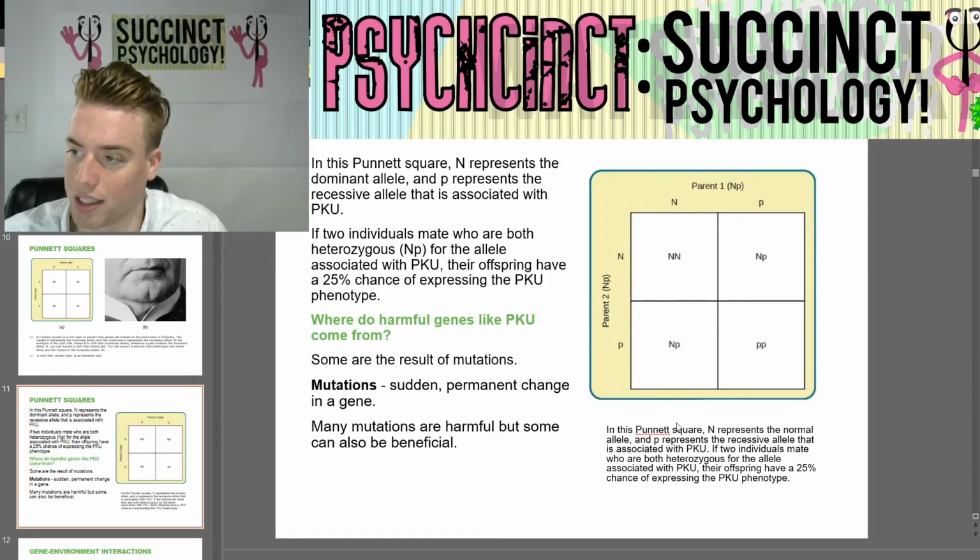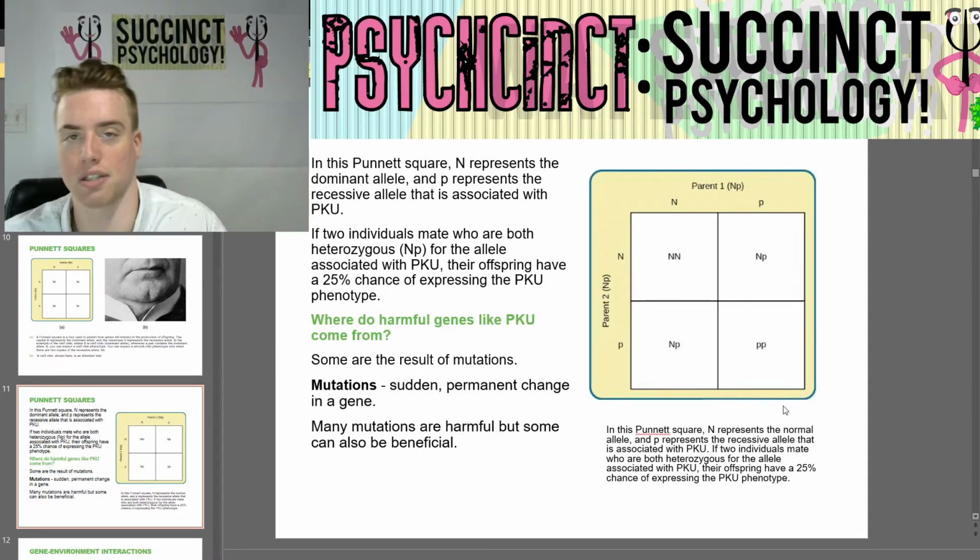Breaking it down more, here we have another Punnett square. Same thing, set it up. You have the two heterozygous parents. In this Punnett square, N represents the normal allele, and P represents the recessive allele that is associated with PKU. If two individuals mate who are both heterozygous for the allele associated with PKU, their offspring have a 25% chance of expressing the PKU phenotype. You can see here, just remember, drop, bring over, drop, bring over. There's only a 25% chance, because 25, 50, 75, 100, that the offspring will express the PKU phenotype.